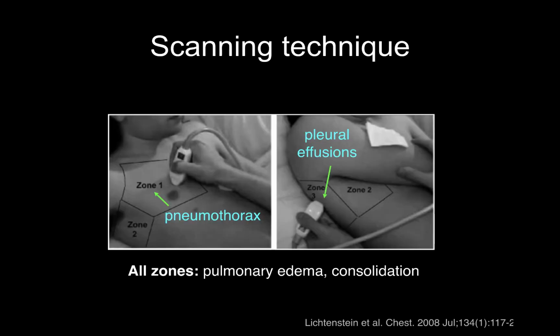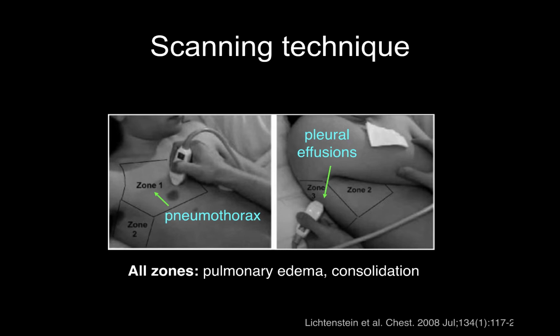There's a number of different protocols for scanning the lungs with ultrasound. One of the protocols is shown here. It's drawn from the BLUE study, which we'll review in a few slides. In the BLUE protocol, the lungs are divided into three zones, which are separated by the anterior and the posterior axillary lines. What's important to know is that specific pathologies are more likely to be found in certain zones.